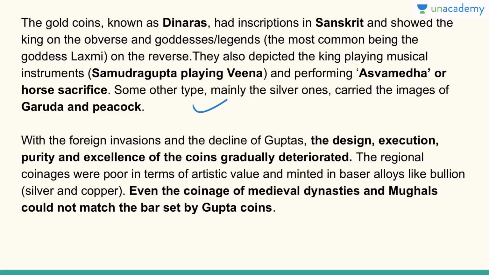With the foreign invasions and the decline of the Guptas, the design, execution, purity, and excellence of the coins gradually deteriorated, and the regional coinages were poor in terms of artistic value, and were even minted in baser alloys like bullion, silver and copper. Even the coinage of the medieval dynasties and the Mughals could not match the bar set by the Gupta coins. So that was the level: even after thousands of years, the later dynasties were not able to match the kind of coins these guys used to produce. You have covered basically everything, and if you write such an answer, then you get very high marks. That is why they were considered the pinnacle of production.